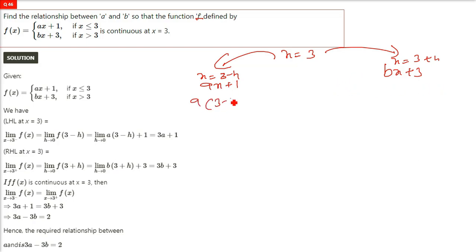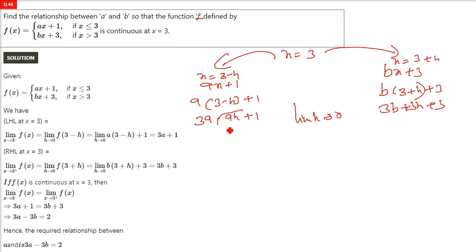a into 3 minus h plus 1, here b into 3 plus h plus 3. So 3a minus ah plus 1, 3b plus bh plus 3, limit h tends to 0. This ah you can cancel it out, 3a plus 1. Here also you can make h as 0, 3b plus 3. So they are equal actually, they have to be equal if it is continuous at x equals 3. So here you will get a relationship.